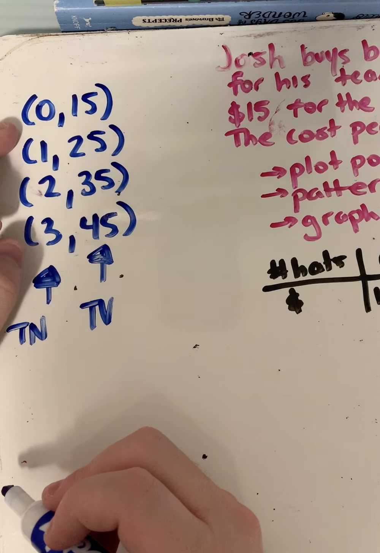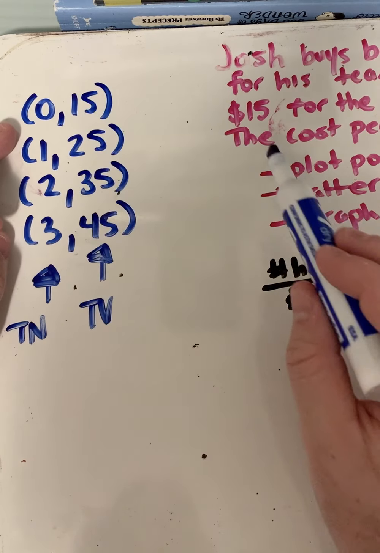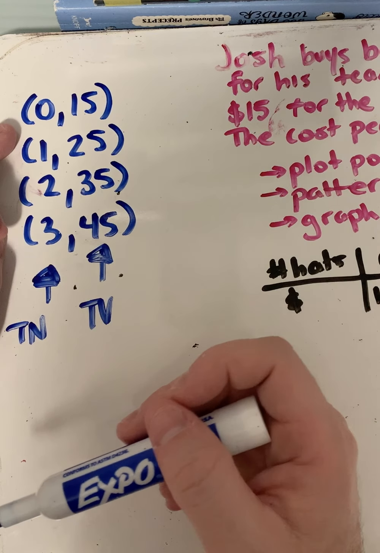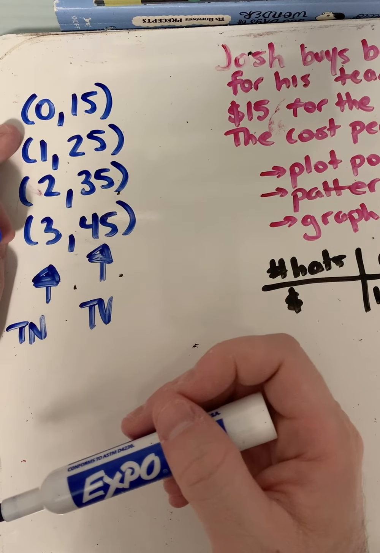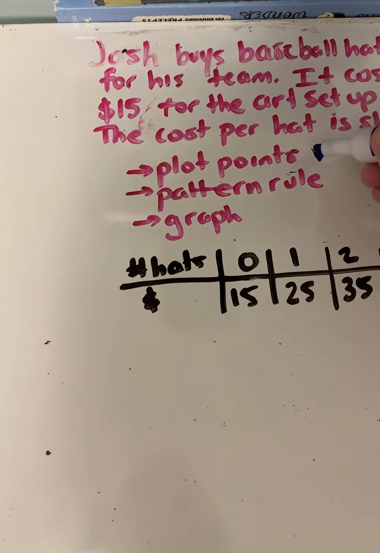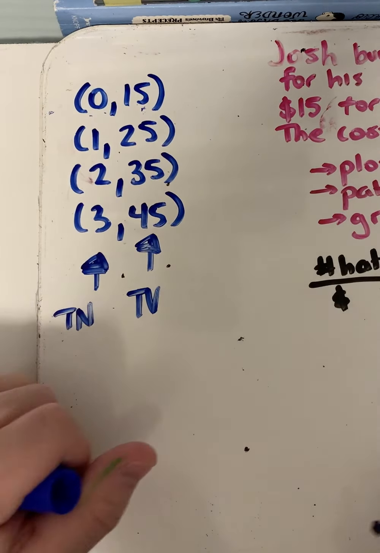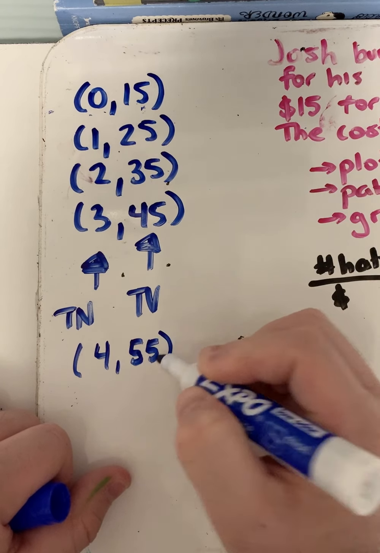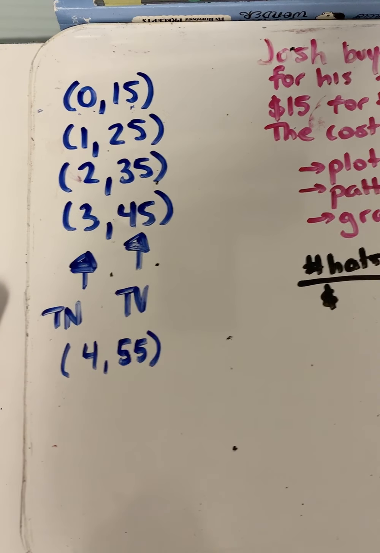The reason that we start at 0 and 15 is because there is a constant of $15 no matter what. So even before you buy a hat, you have to get the art setup. So that's why it's 0. No hats have been bought, but we still need to pay the $15 fee for setup, okay? So we've got our plot points down. If we wanted to continue it, the next one would obviously be 4, 55, right? Because we can already see the pattern going up.